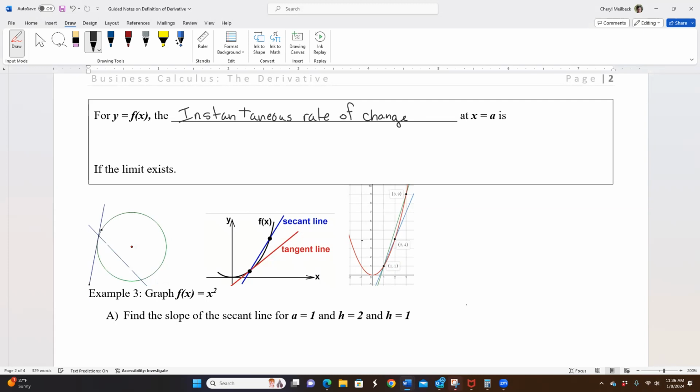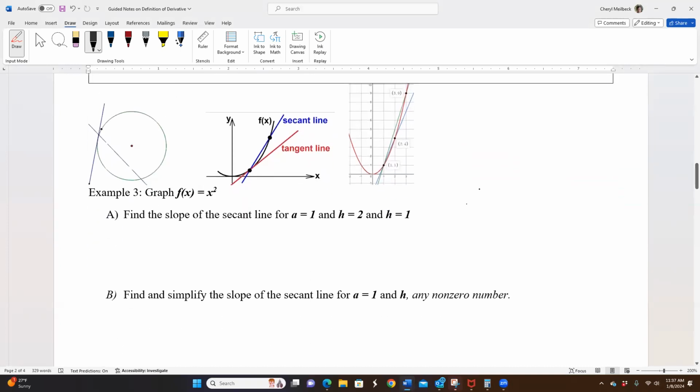at x equals a is the limit, as we found above, as h approaches 0 of that same function, f of a plus h minus f of a, over h, as h approaches 0, but we never really let it equal 0, so that's why we can do that. Let's look at the difference between average rate of change and instantaneous rate of change.